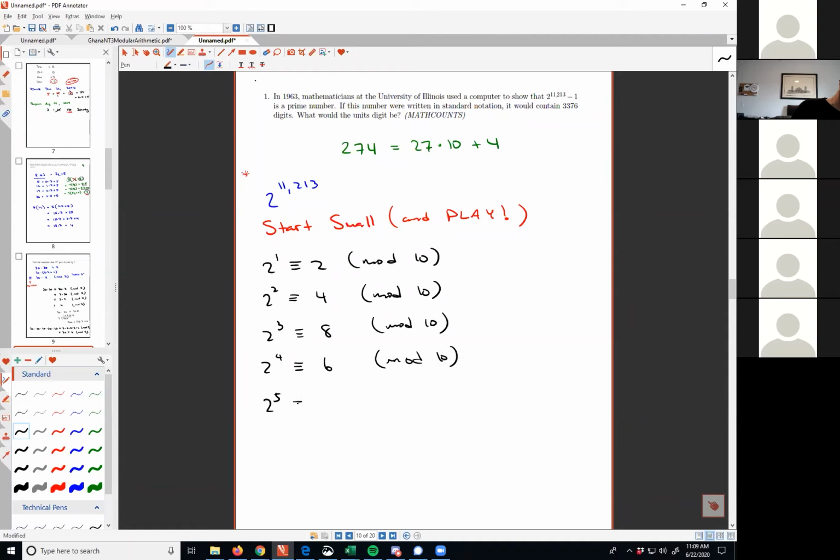2 to the fifth is 32. But you know what? We didn't even have to compute that. I could say 6 times 2, right? 2 to the fifth is just 2 to the fourth times one more power of 2, and we already know that 2 to the fourth is 6. So we can say 6 times 2, which is 12, which is just 2 modulo 10. So sometimes we can piggyback off of previous calculations. 2 to the sixth is 64, or 2 times 2 modulo 10.